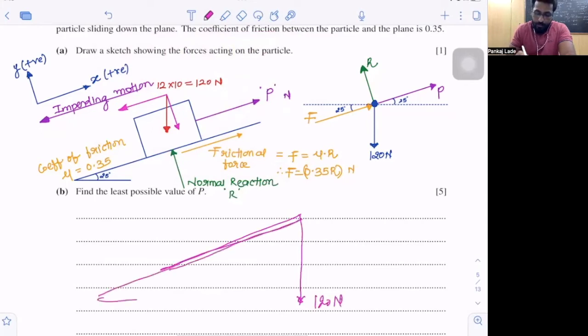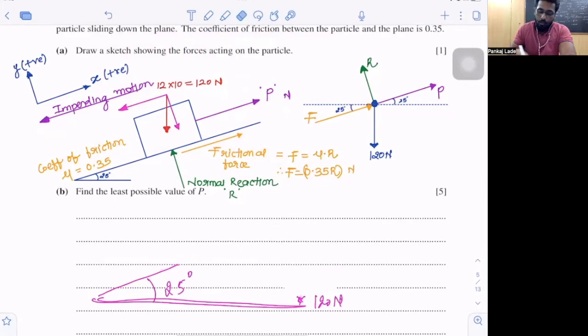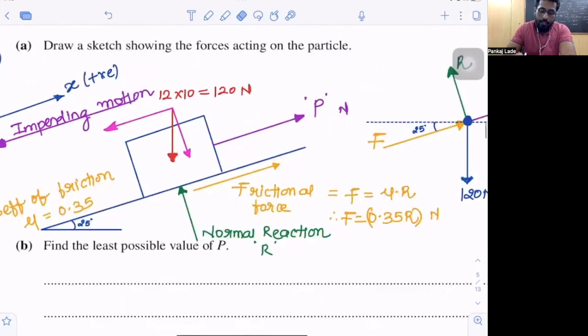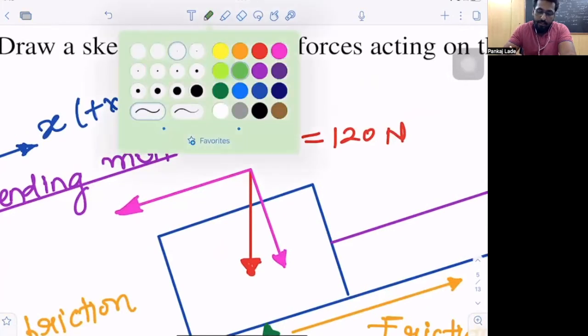Okay, if you complete this, the angle is 25 degrees, if you remember. So this angle becomes 65 degrees, and this angle becomes again 25 degrees. So this geometry has to be well understood. I have seen people struggling with angles. Okay, so I'm going to take the angles over here. Let's quickly mention the angles.